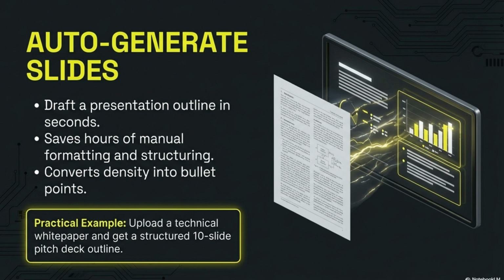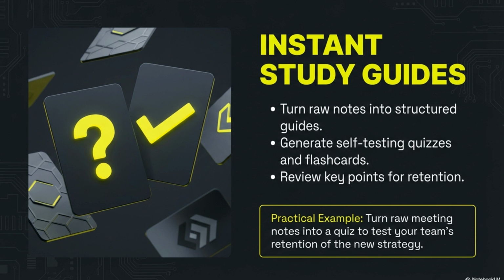Auto-generate slides and draft a video outline in seconds. It saves hours of manual formatting, converting dense content into clear bullet points. Create instant study guides. Turn raw notes into structured guides. Generate self-testing quizzes and flashcards, and review key points for retention.